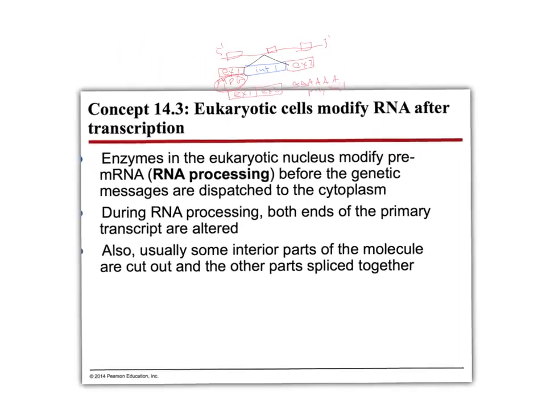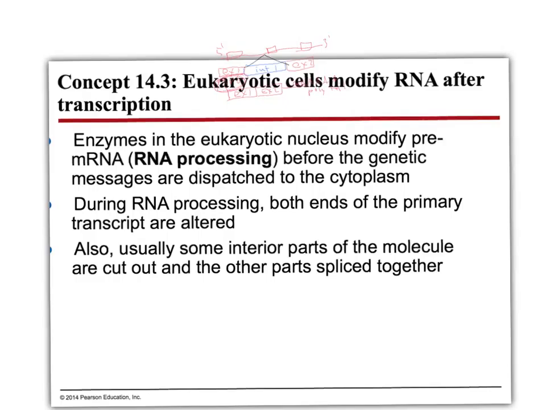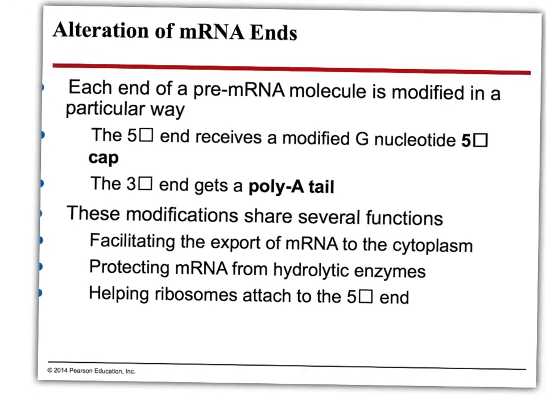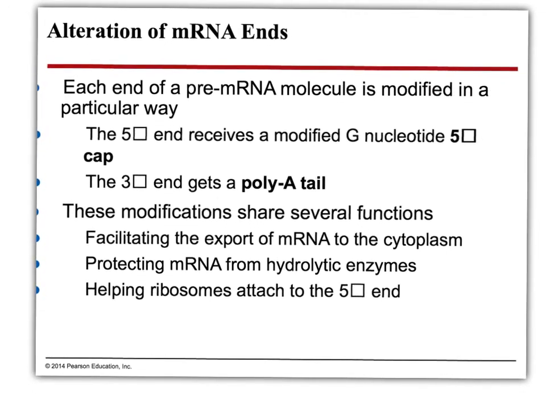So you see what it does. Here's processing. Both of the transcripts are altered. Usually some interior parts of the molecule are cut out and other parts spliced together. Splicing we'll talk about in a bit. We're going to splice exons together. So we have your 5' cap, a modified G nucleotide. That's why I wrote it like this, MPG, methyl phosphate. That's a 5' methyl cap. The 3' end gets your poly-A tail. Functions: export, so that the mRNA can leave; it protects the mRNA, and it also has the ribosome attachment site.